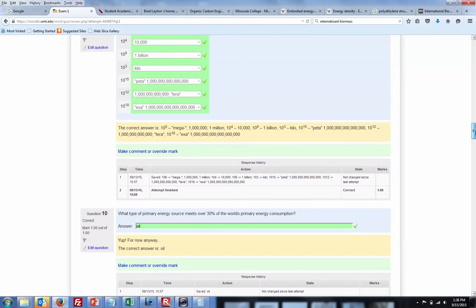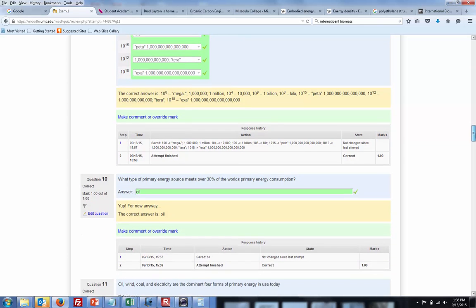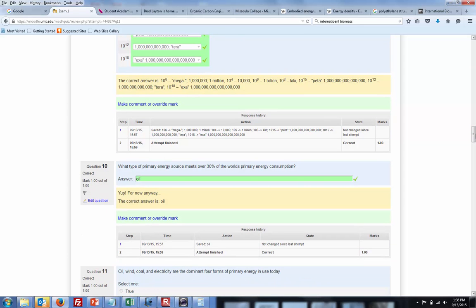That one right there, number 10. If you got that marked wrong, but you put down oil, that's one of those little nuances of Moodle. Somebody wrote oil at 32.8%. Yeah, that's what I said. And it marks it wrong because it only wants to see oil, not all the other fluff. So I went through there and checked, and I looked at everybody's test. If you had oil in there, I fixed it. Yeah. Cool.